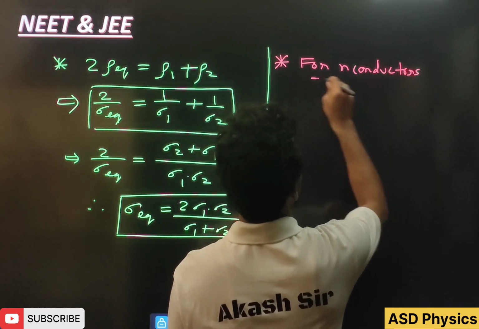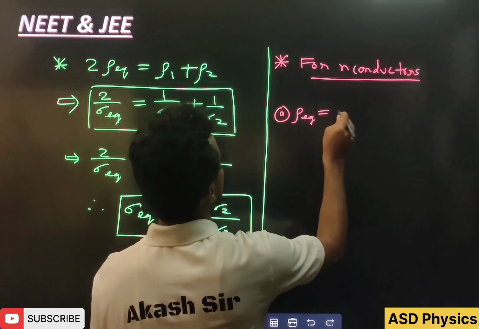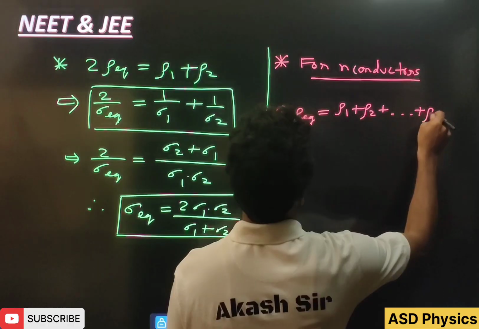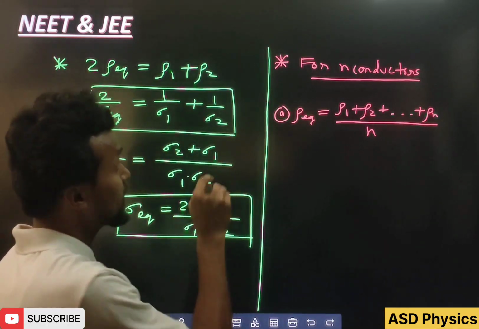So for n conductors, what will happen here? Remember the first formula in terms of rho equivalent: it will be rho 1 plus rho 2 plus dot dot dot plus rho n, by n, in terms of the resistivity.